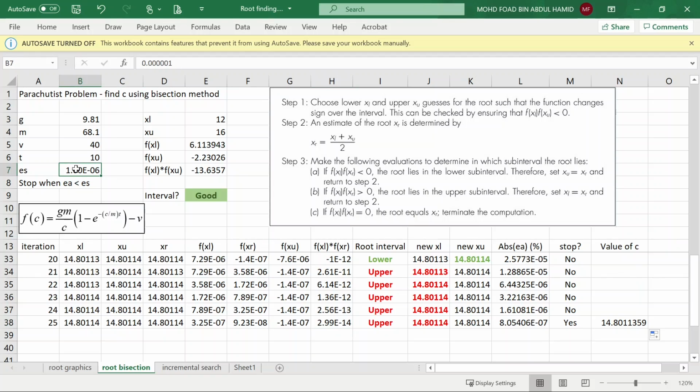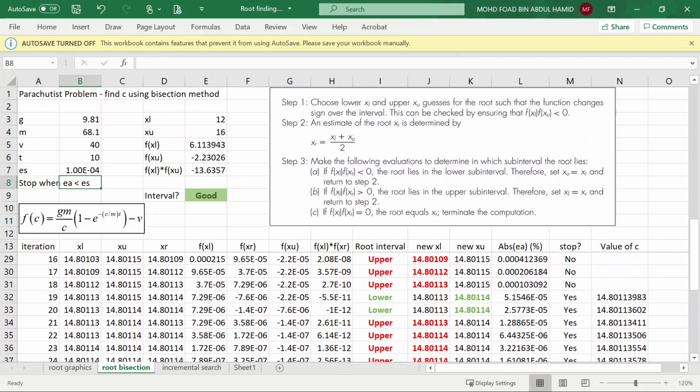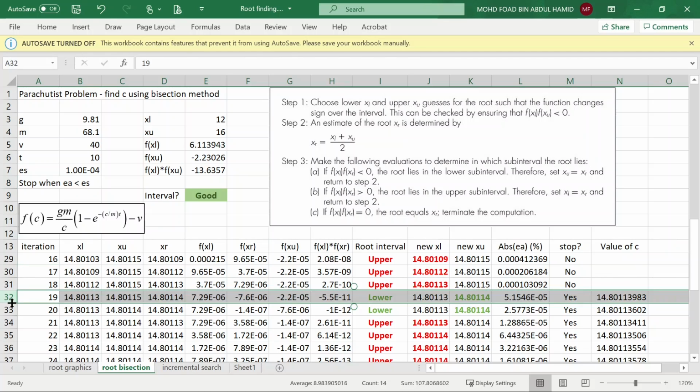If you look at the slide, they use 10 to the minus 4 and see how many iterations are needed. So in this case, it requires 19 iterations to stop. But if you look at the absolute error, 10 to the minus 4 is about 18 iterations. Okay, so let's take a look at the slide.